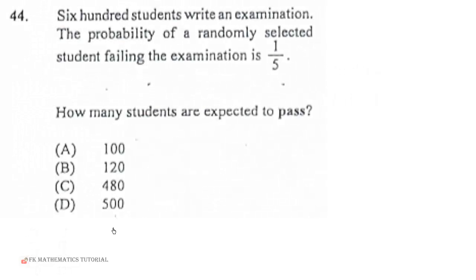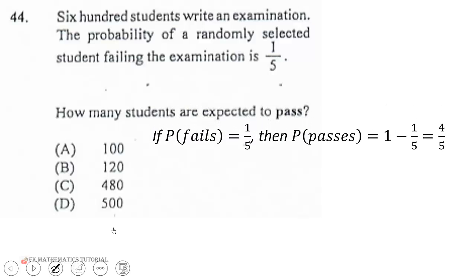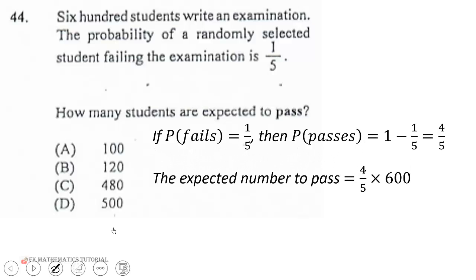Item 44. 600 students write an examination. The probability of a randomly selected student failing the examination is 1 over 5. How many students are expected to pass? So the probability of passing is 4 over 5. So the expectation is 4 over 5 times 600, and that will give you 480.